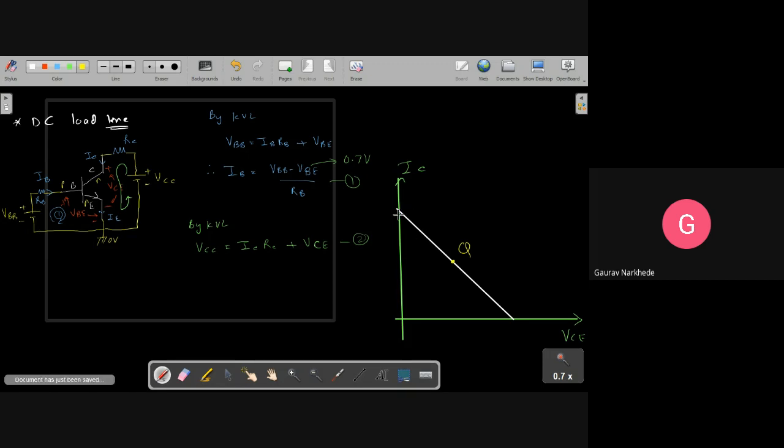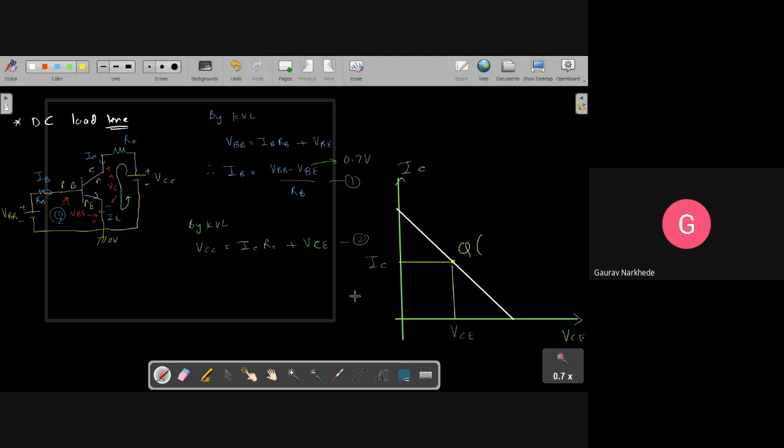Now see, can I say that this point, the Q point, is on the line, right? So can I draw the coordinates of this Q point? Let us say there will be some voltage available here, let us say some value VCE, and let us say some value of IC, right?